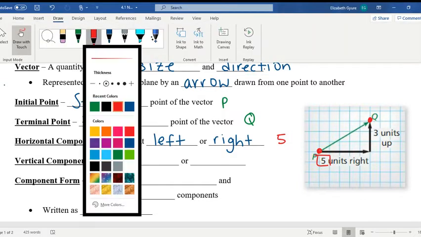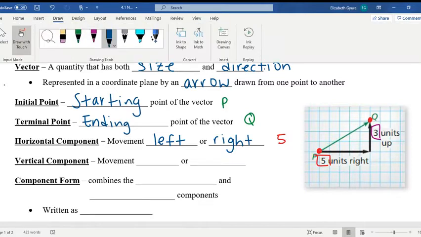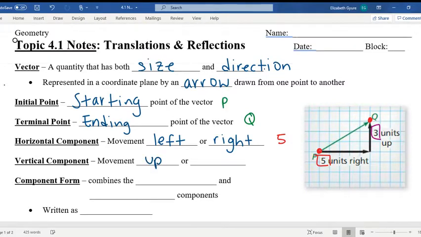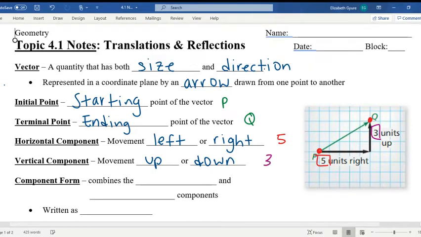Thank you. And then for the vertical component, it moved up 3 units, so that would be your movement up or down. In this specific scenario, that would be 3 units because it moves 3 units up. Make sense so far? Kind of like slope, right? Very similar to that.